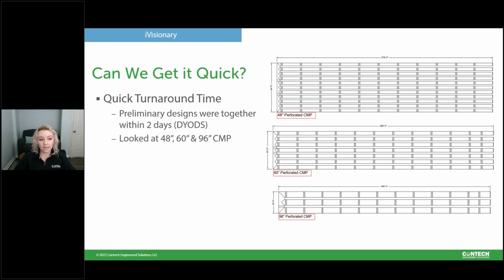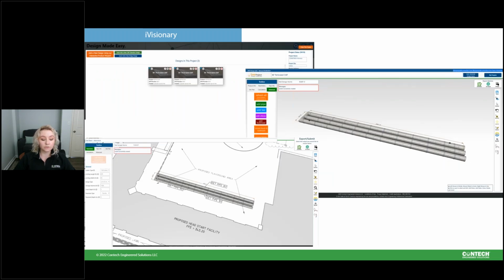So what we decided to take a look at is a couple different layouts. Since this was such a quick turnaround time, with a lot of moving parts for this project, I ended up using our online detention tool, our DYODS in our Contech Design Center. As Yelena mentioned, this is a great tool to utilize when you're looking at some layouts. We got that turned around within 2 days, looking at 3 different alternatives: a 48-inch, a 60-inch, and a 96-inch perforated CMP system. We were going to try and use the stone voids to shrink that overall footprint size and really maximize how much depth and storage we could get within that given footprint.